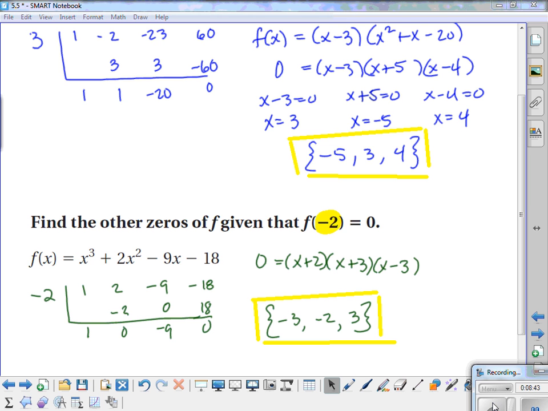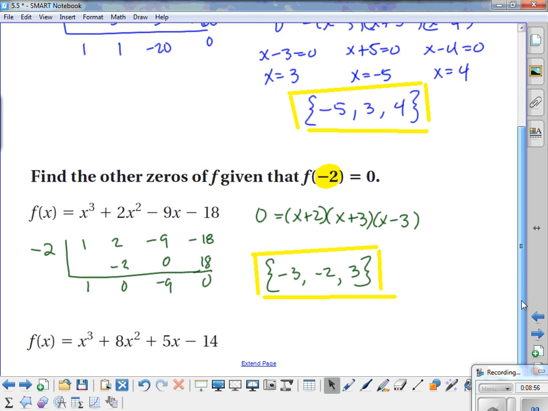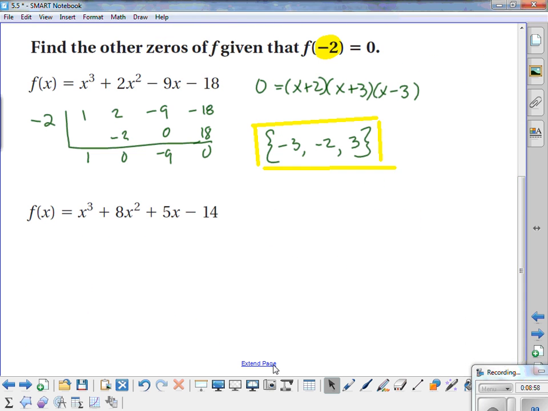Okay, so I think we're all getting the same answer. We end up with x squared minus 9, and so it's plus or minus 3 are the other two zeros. So negative 3, negative 2, and 3 are all the zeros. All right, just to make sure you guys got this down, one more.